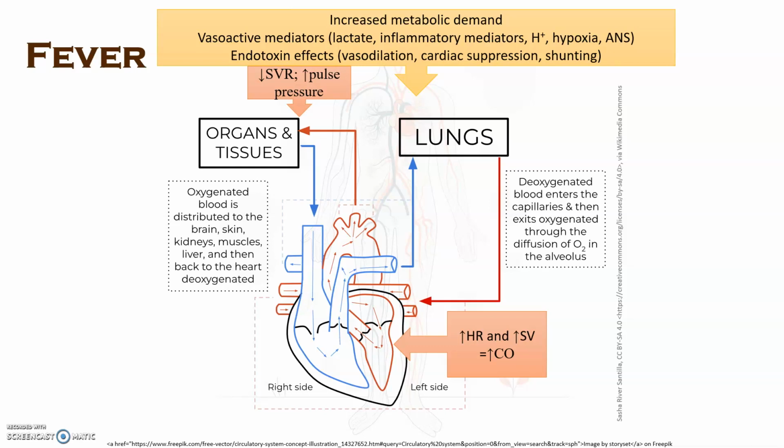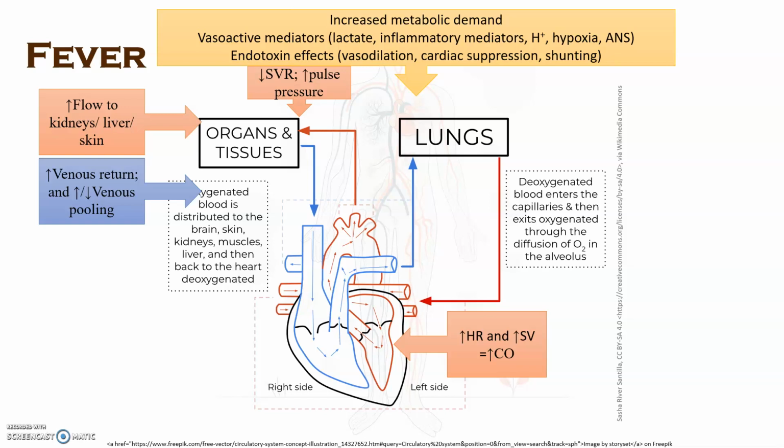Vasodilation causes a decrease in systemic vascular resistance, and therefore there is an increase in pulse pressure. The systolic pressure rises because of an increase in cardiac contractility, while the diastolic pressure falls because of vasodilation. Again, there's an alteration in flow to the different organs and tissues, and in fever there is an increased flow to the splanchnic circulation, particularly the kidneys and liver, and of course to the skin to increase heat loss.